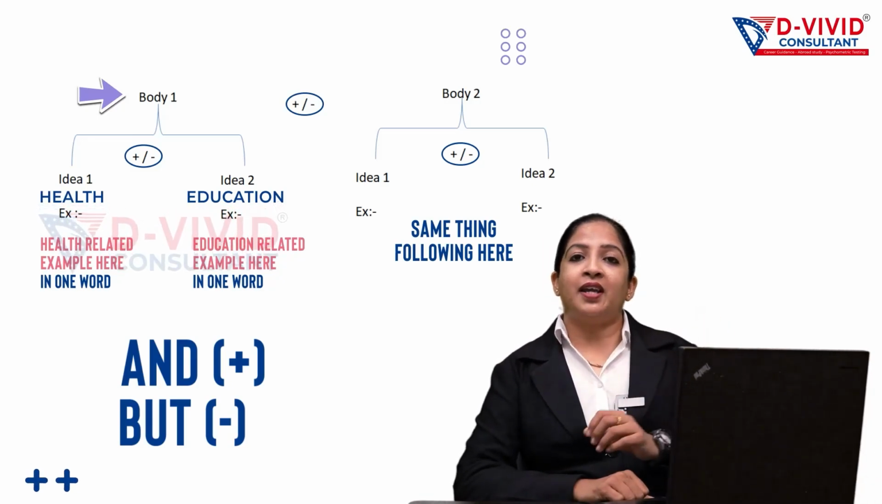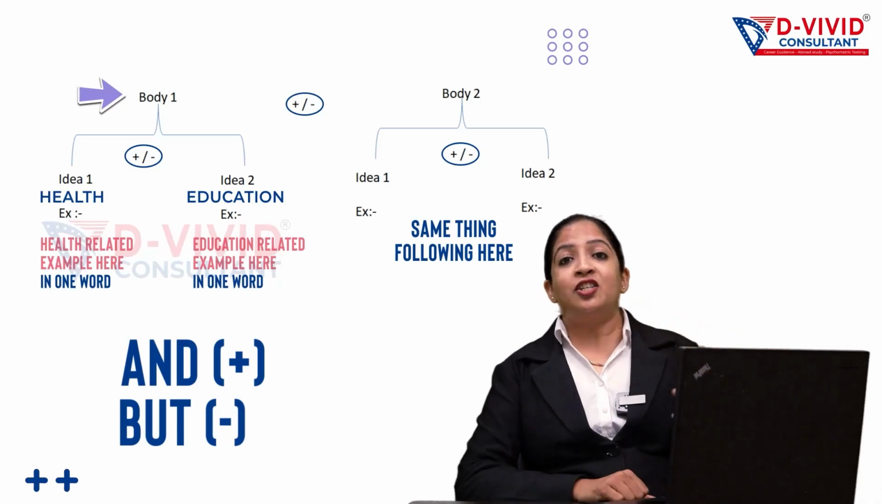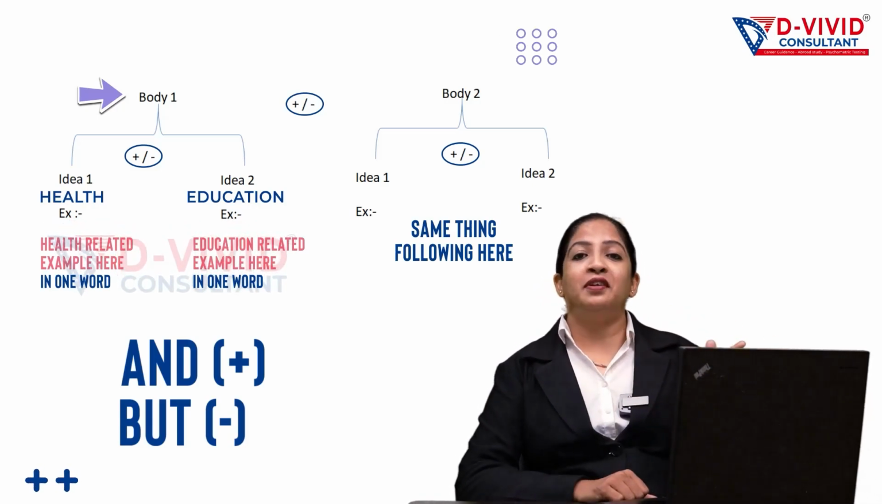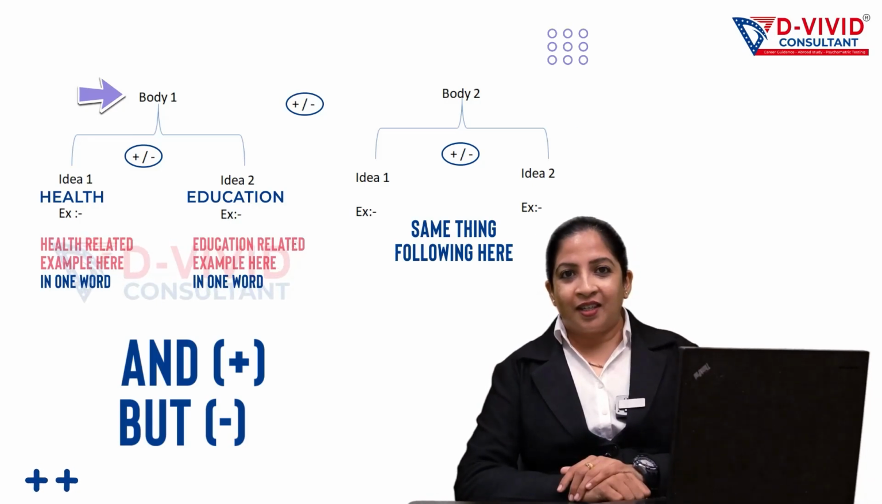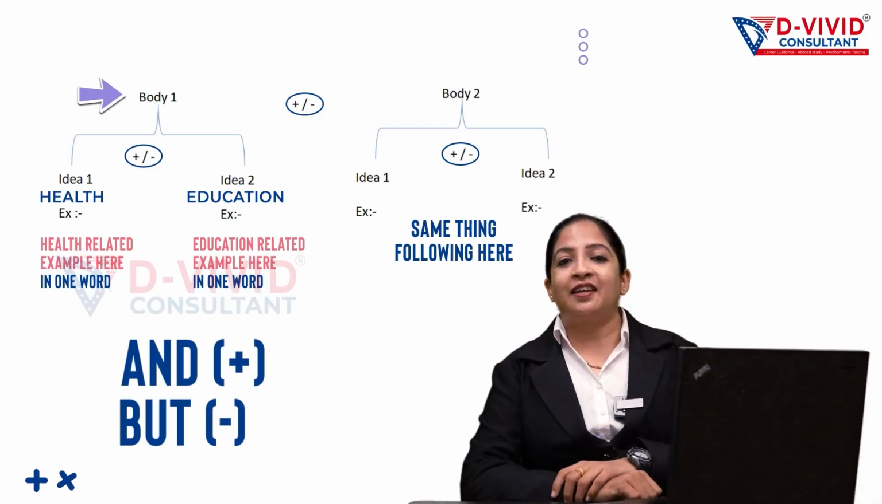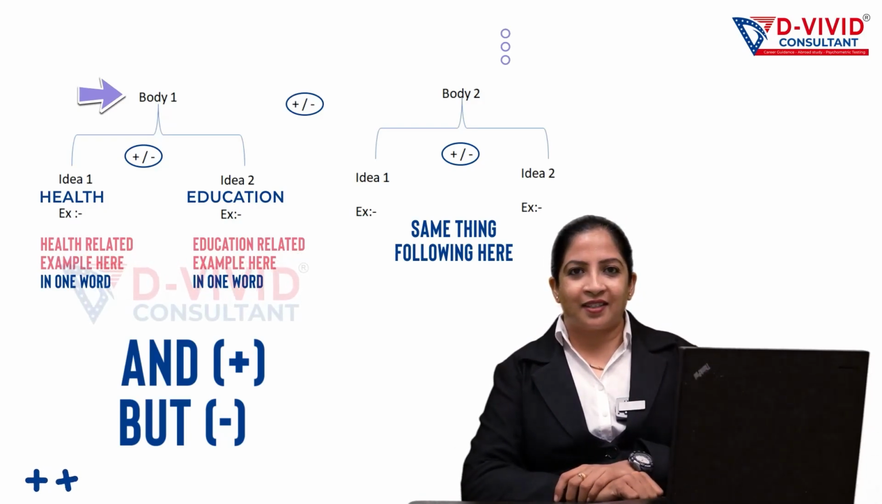But if I have written minus, then I'll pick such kind of connectors such as however, nonetheless, nevertheless and so on. So गलती से भी मैं गलत कनेक्टर नहीं यूज़ करूँगी.